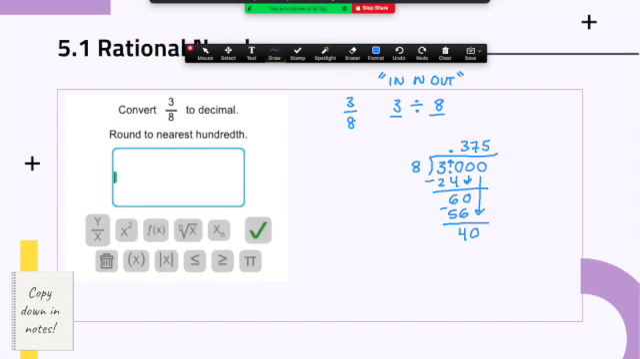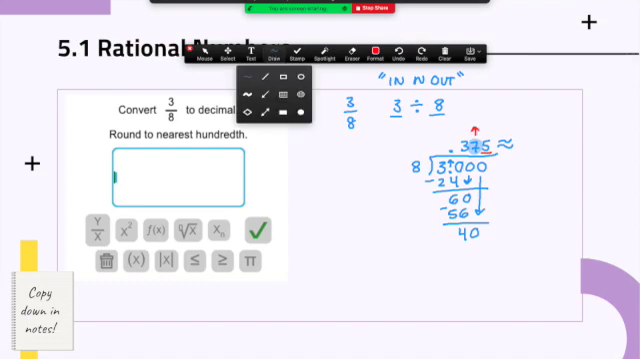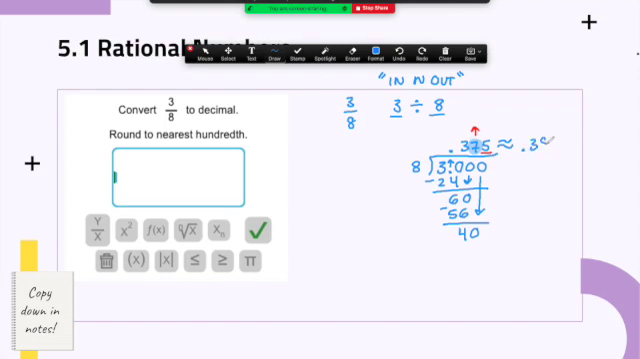So now that I have 0.375, I'm going to convert it by rounding it to the nearest hundredth place. That means that I need to change that 7, because that's in the hundredth place. So what I need to do first is look at the number next to 7. Since the number is 5, that means that I'm going to bring the number 7 up by 1. So I'm going to change it to 0.38 instead, and that would be my answer.